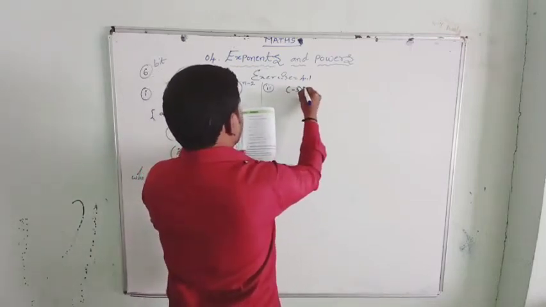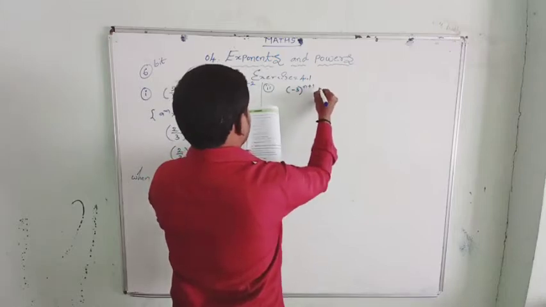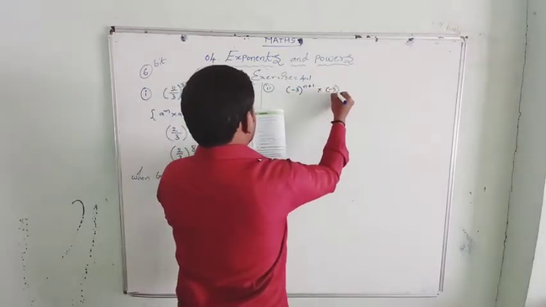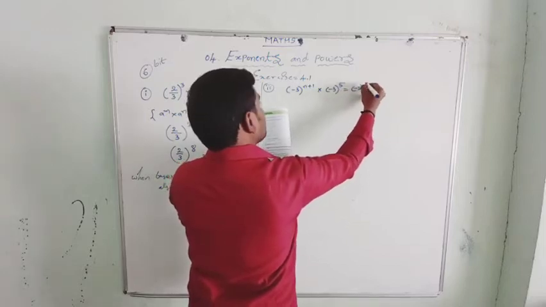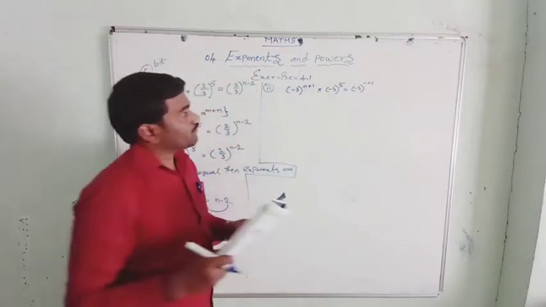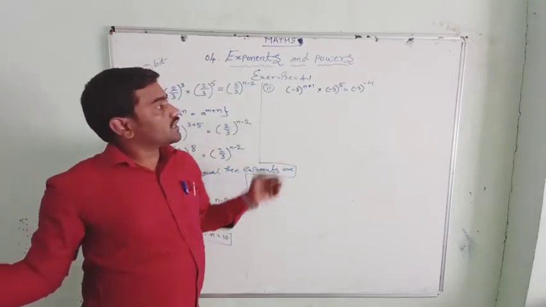Minus 3 to the power of n plus 1 into minus 3 to the power of 5 equal to minus 3 to the power of minus 4. So this is the problem. Let us try to solve this.